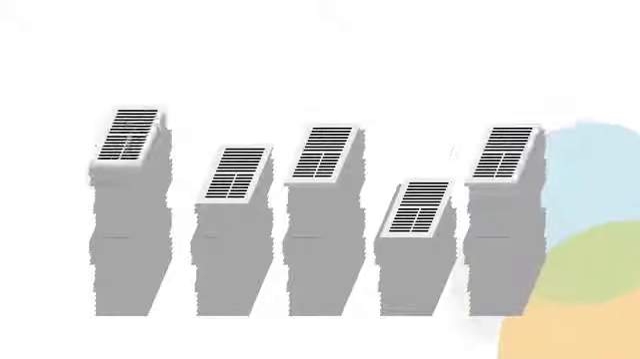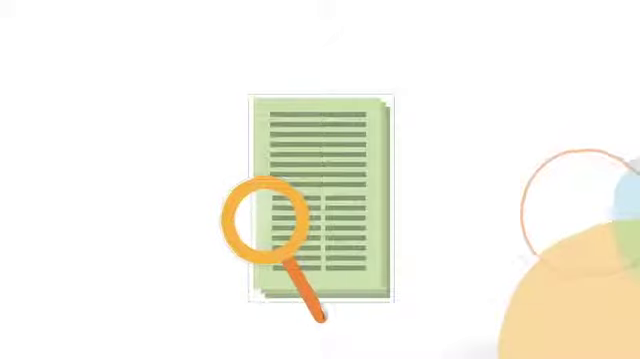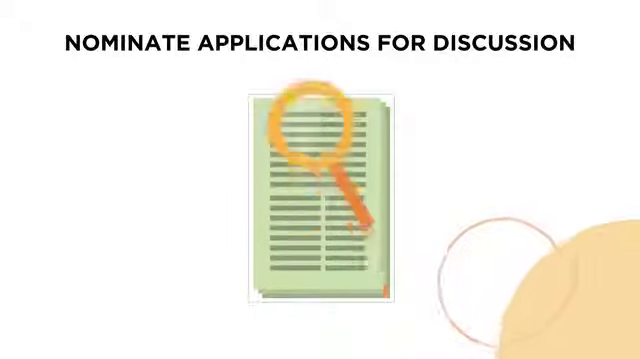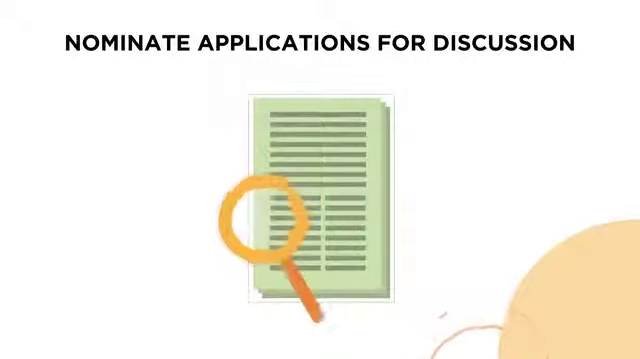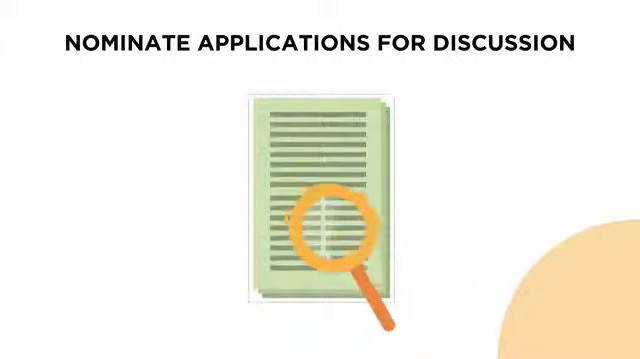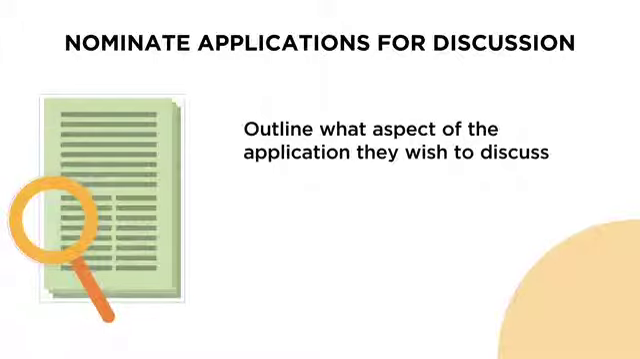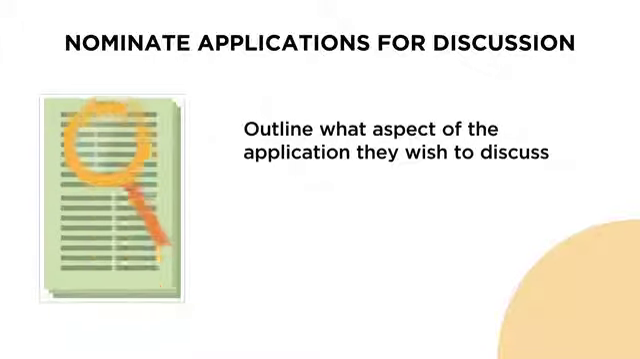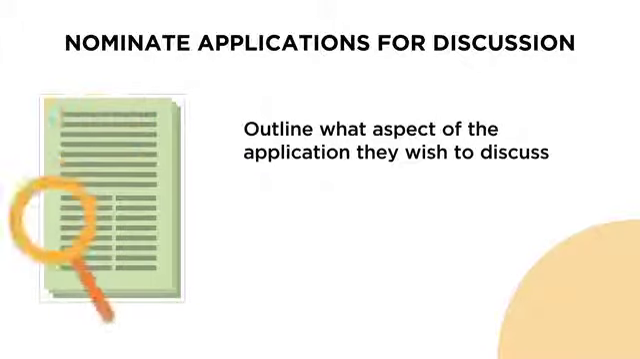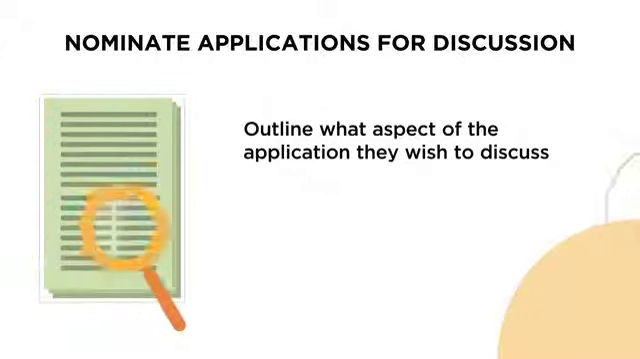Once applications have been independently assessed and scored, provisional ranked lists adjusted for conflicts of interest will be provided to the panel. Panel members will review the consolidated scores and have the opportunity to nominate applications for discussion at the panel assessment confirmation meeting. Nominating members must outline what aspect of the application they wish to discuss with the panel. This justification must be in reference to the assessment criteria.